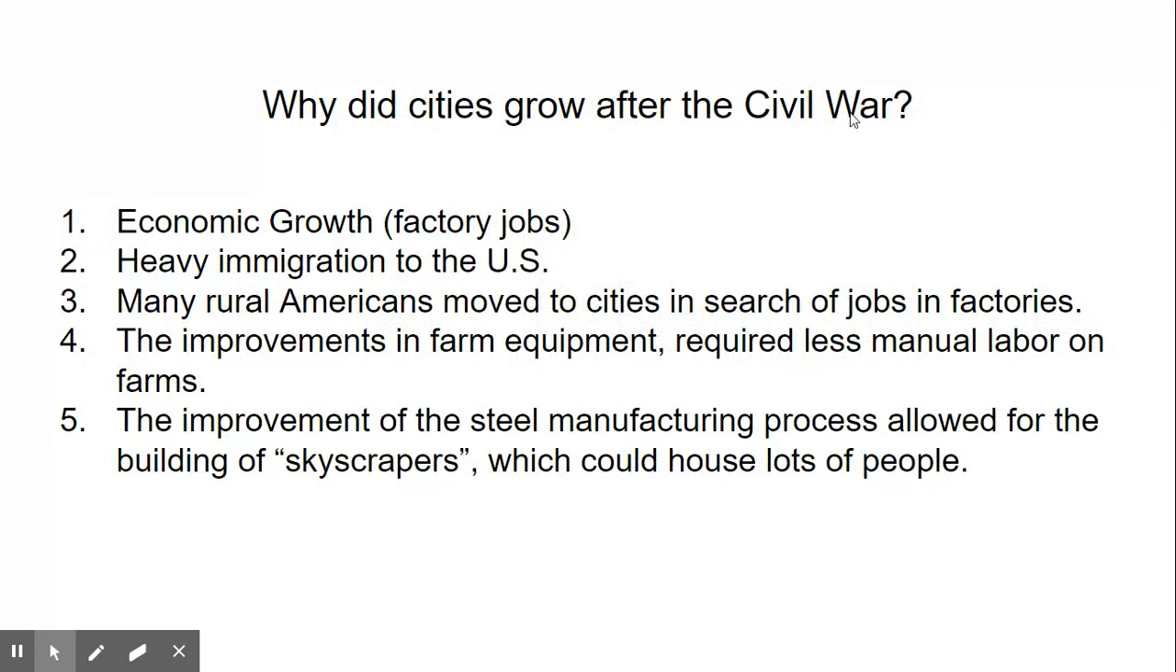All right, why did cities grow after the Civil War? Several reasons. Economic growth in the U.S., heavy immigration. Many rural Americans moved to cities in search of jobs in factories, and they were able to leave their farms because there had been improvements in farm equipment requiring less manual labor on farms. The introduction of a new steel manufacturing process was brought here by Andrew Carnegie, mainly in Pittsburgh, Pennsylvania. And we were able to produce steel in mass quantities, able to build skyscrapers and pack lots of people into small areas.